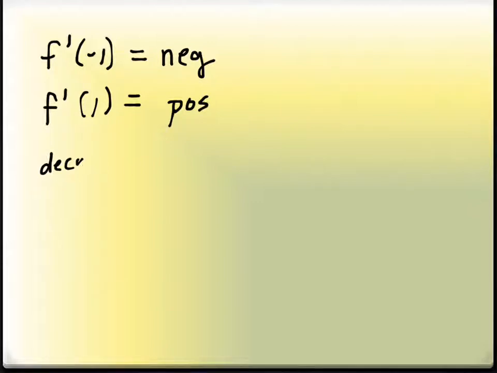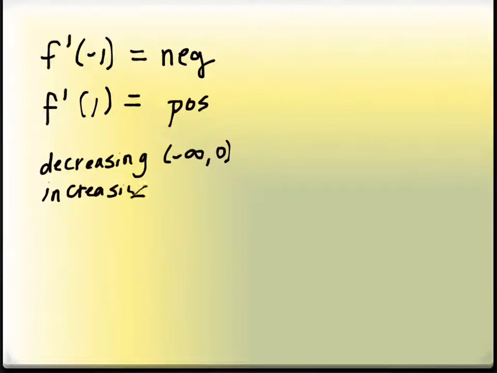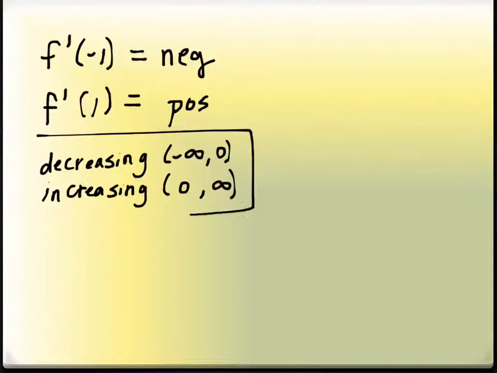Where? Oh, there's that notation that we like so much. It's decreasing from negative infinity to 0. And then it is increasing. Where? And all of that work supported that.